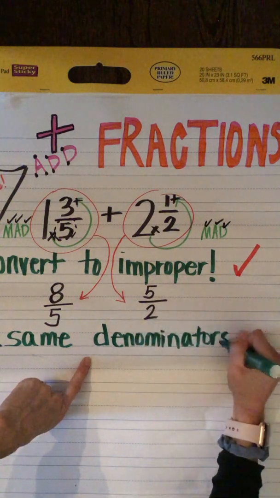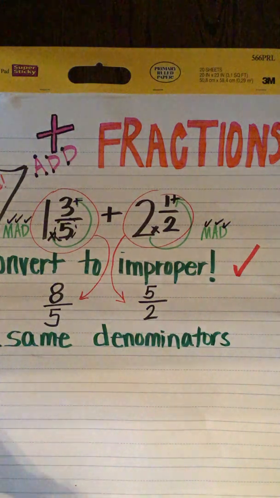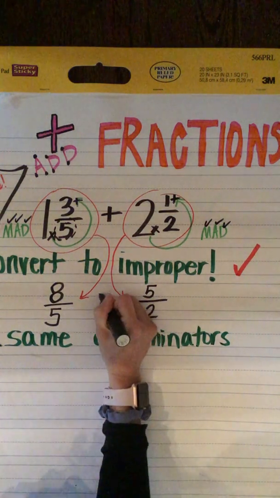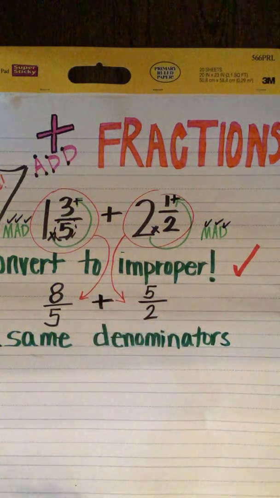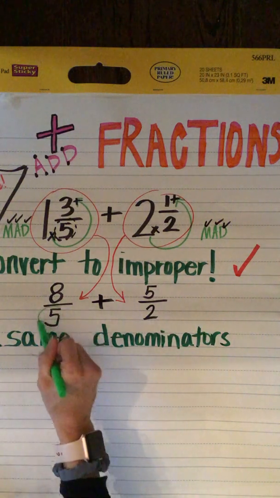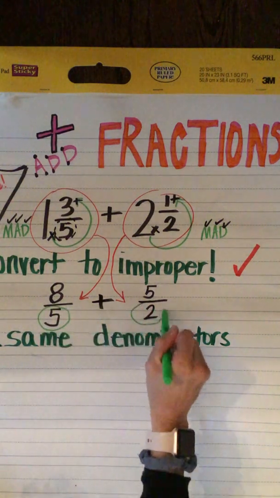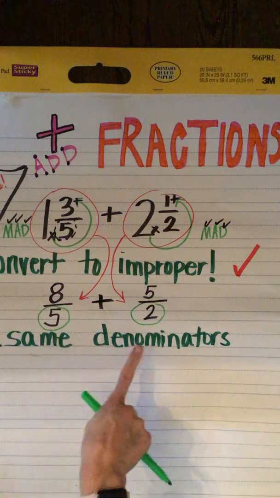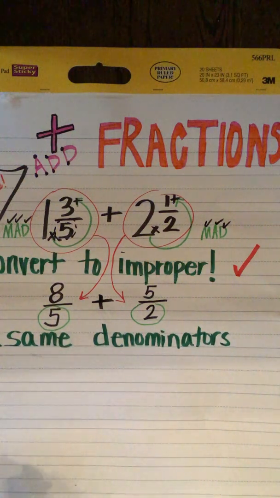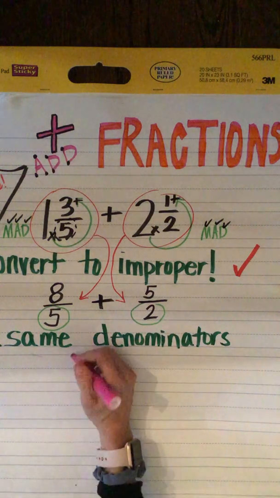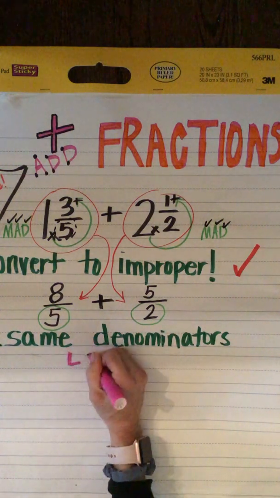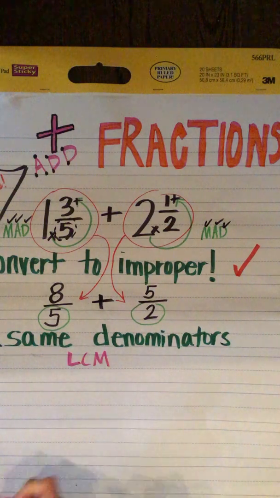And again, this is another lesson that we did before. So we want to add these still, but in order to add them, we need the same denominators, find the multiples. Same denominators, find the multiples. What kind of multiples? Least common multiples.